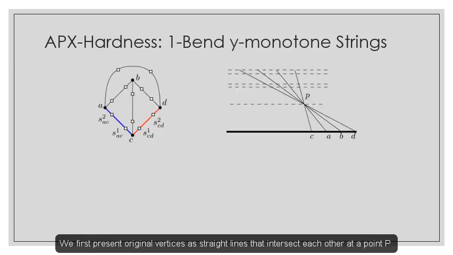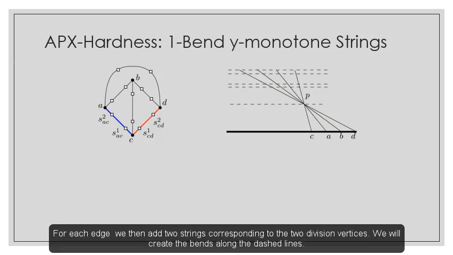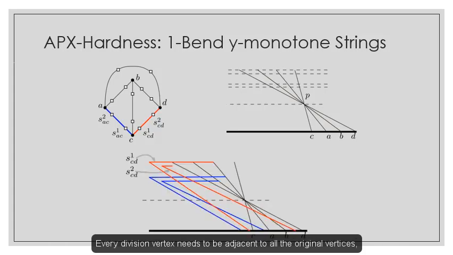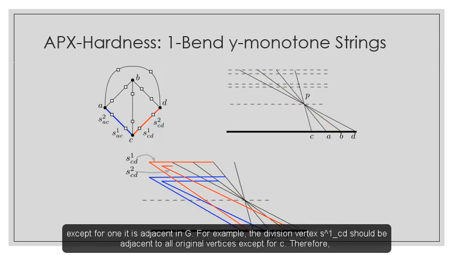We first present original vertices as straight lines that intersect each other at a point P. For each edge, we then add two strings corresponding to the two division vertices. We will create the bend along the dashed lines. Every division vertex needs to be adjacent to all the original vertices, except for the one it is adjacent to in G. For example, the division vertex S1 CD should be adjacent to all original vertices except for C.